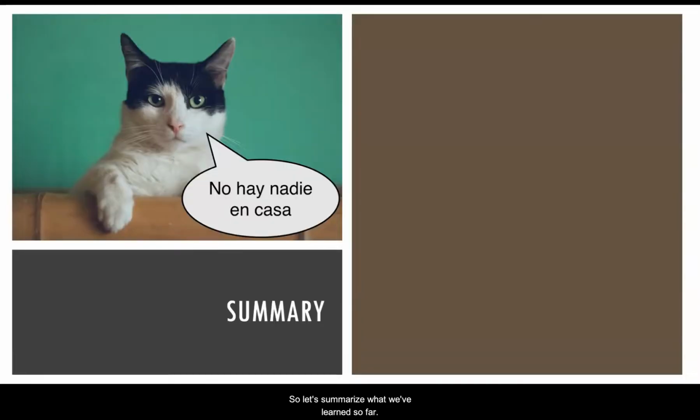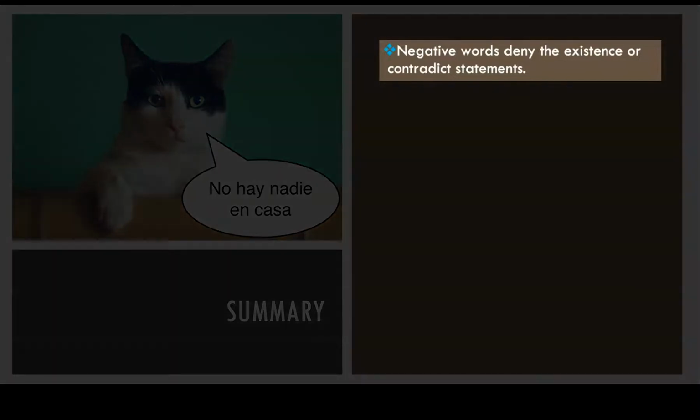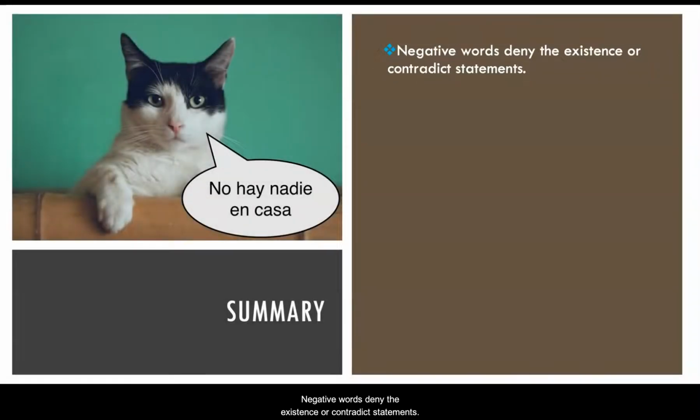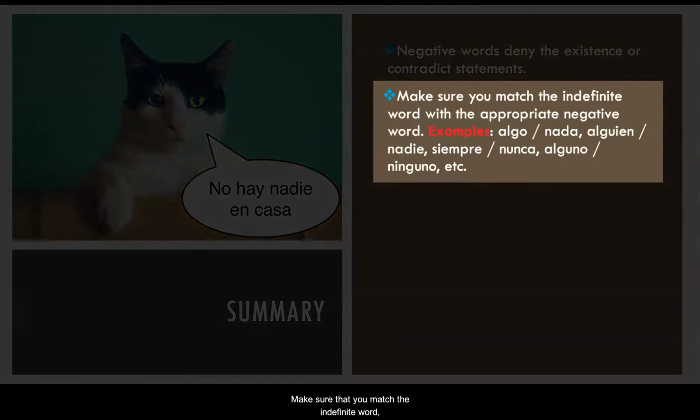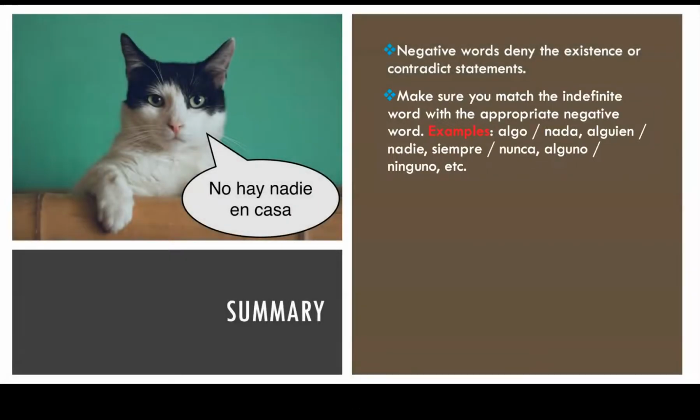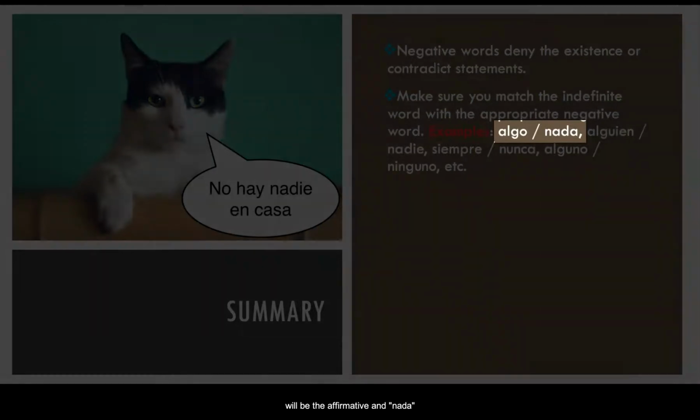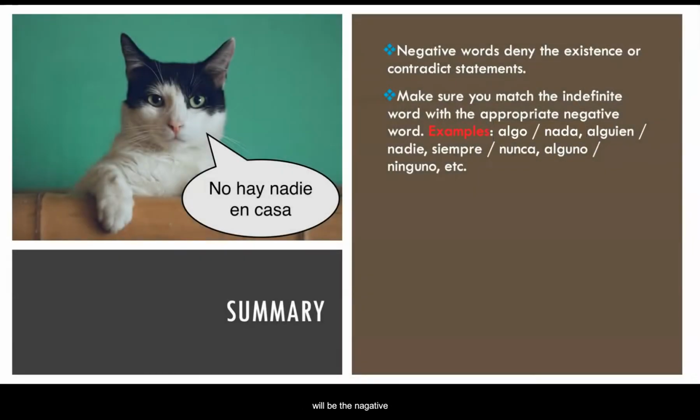So let's summarize what we've learned so far. Negative words deny the existence or contradict statements. Make sure that you match the indefinite word used in the question with the appropriate negative word used in the answer. For example, algo will be the affirmative and nada will be the negative. Alguien versus nadie. Siempre versus nunca. Alguno versus ninguno, etc.